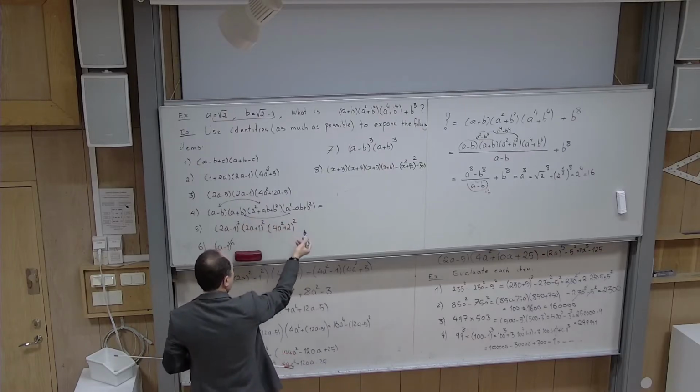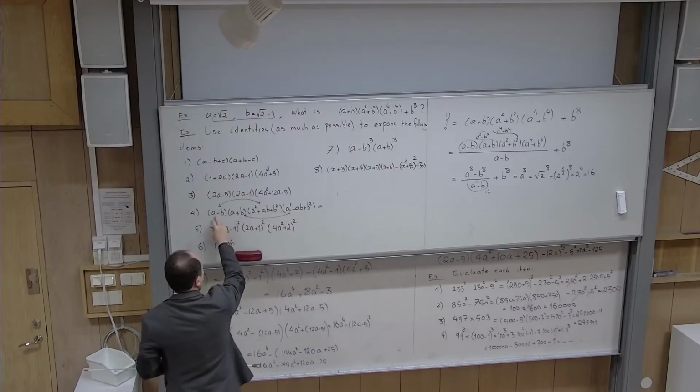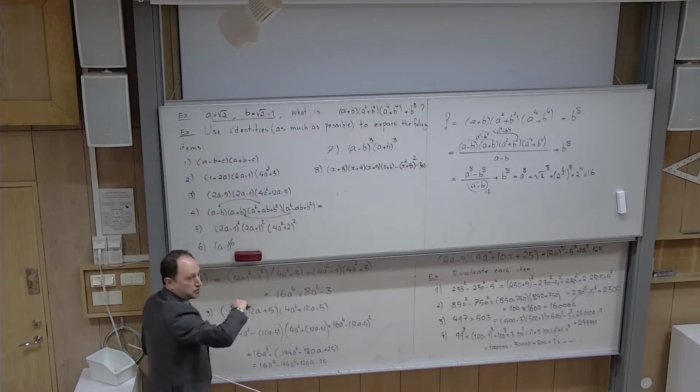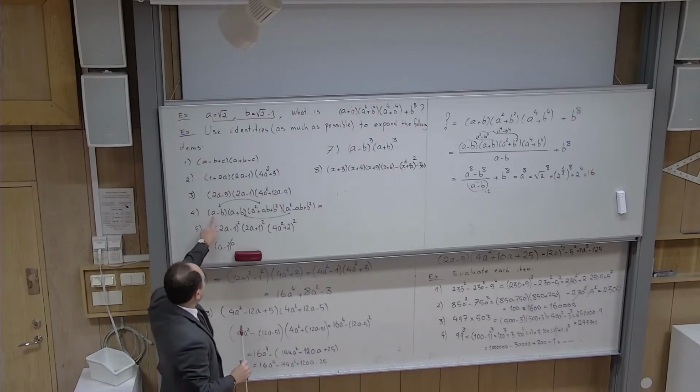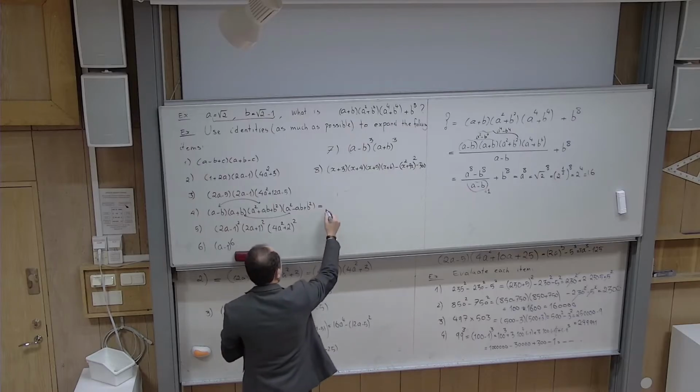Am I allowed, by the way, to do this? Yes, because I am multiplying four numbers. It doesn't matter in which order I multiply and in which collection I collect them to multiply. So this one and that one. It's much simpler. So what is the answer?